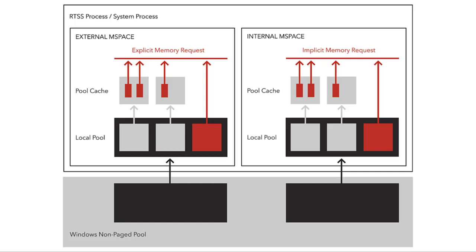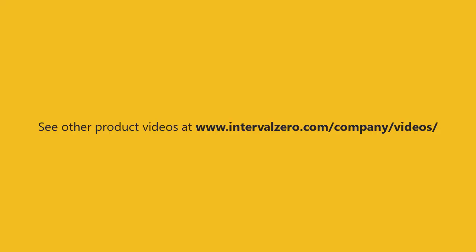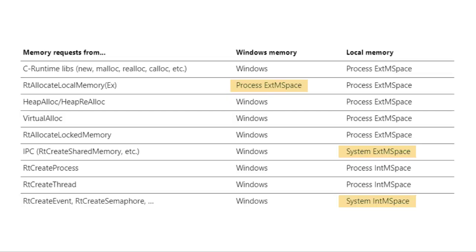This diagram depicts memory allocation for an RTSS process or system process from the Windows non-paged pool to the external and internal MSpaces. We discuss this in greater detail in the memory allocation overview video available at interval0.com. Here we can see the allocation spaces for various types of memory requests. You can see this table along with more detailed information on allocation spaces in the RTX64 product help.